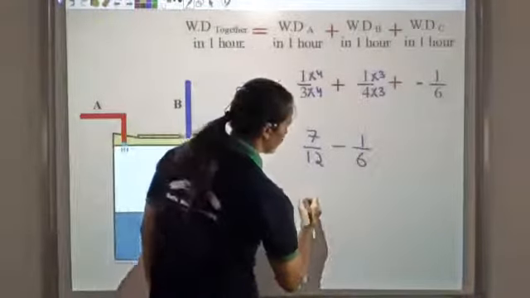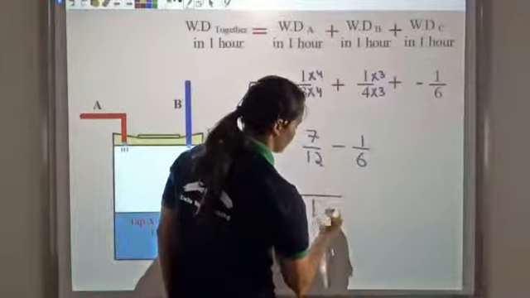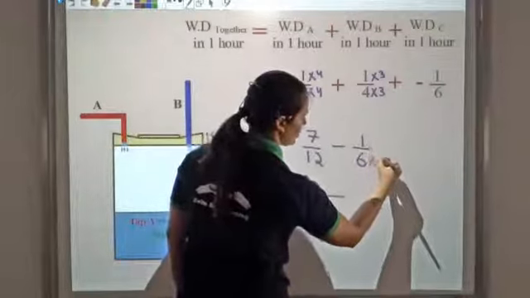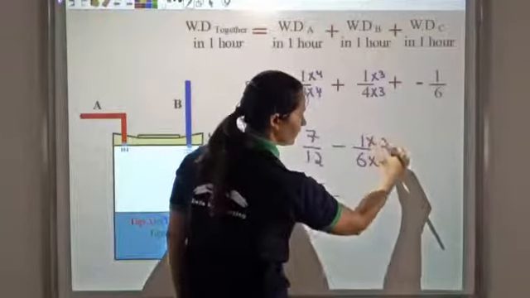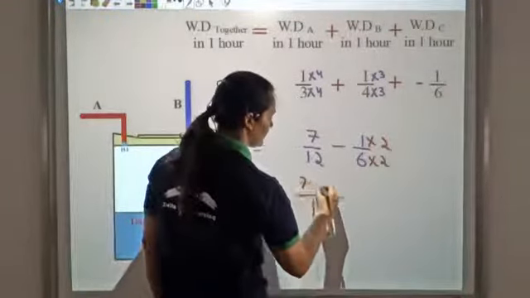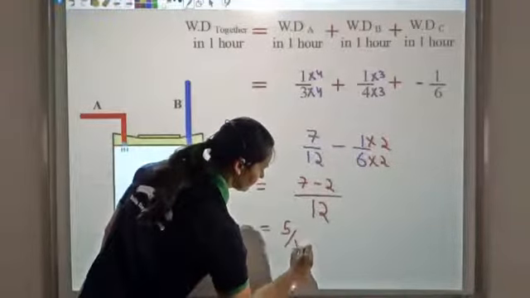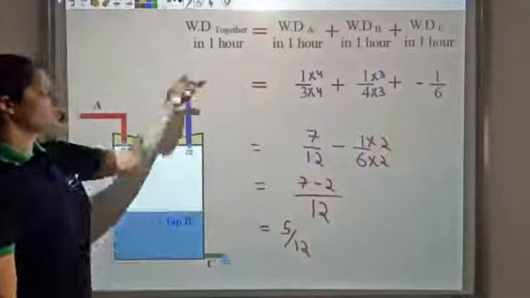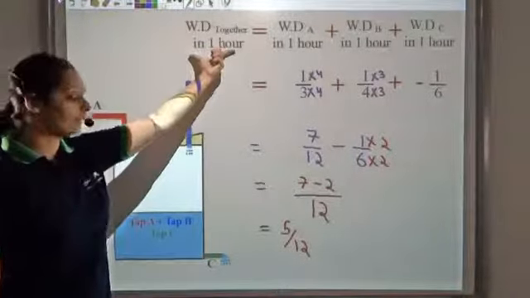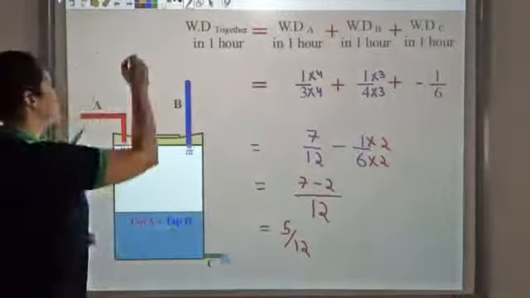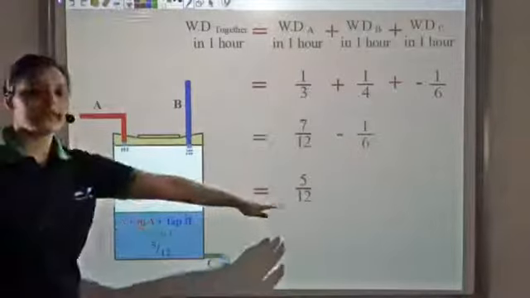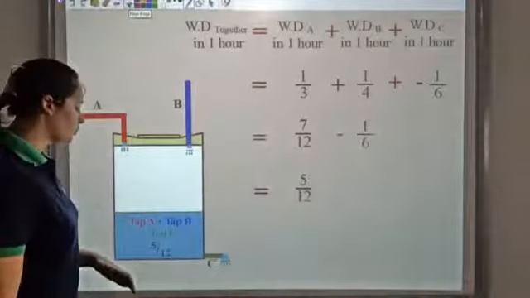Which again I can take the LCM of 12 and 6, which is 12. So I multiply both numerator and denominator by 2 and get 7 minus 2, which gives me 5 by 12. So what I get is that the work done together in 1 hour is 5 by 12. So 5 by 12 is the work that is being done in 1 hour.